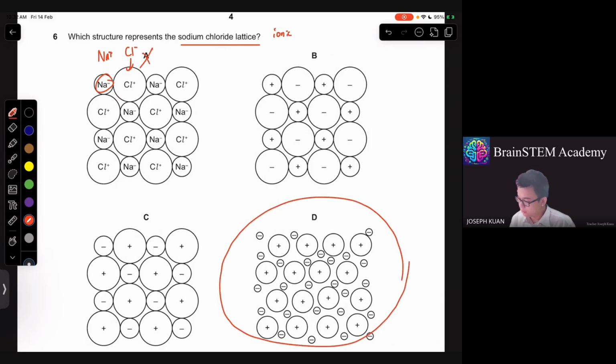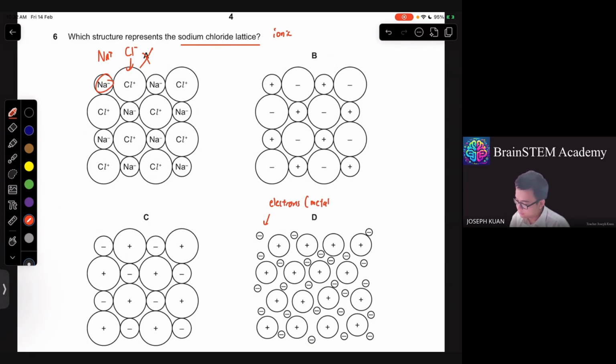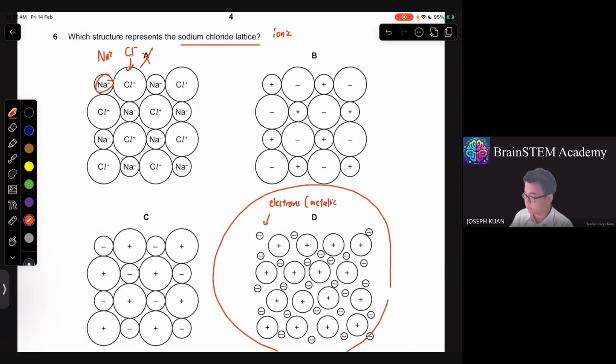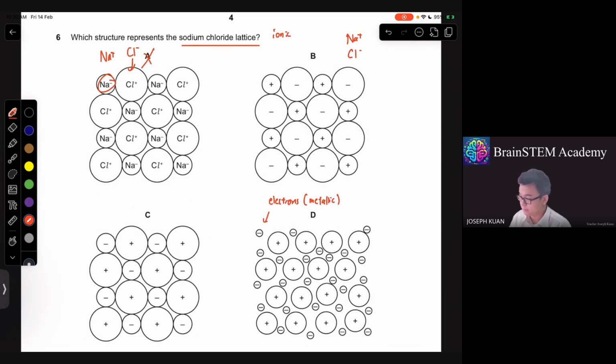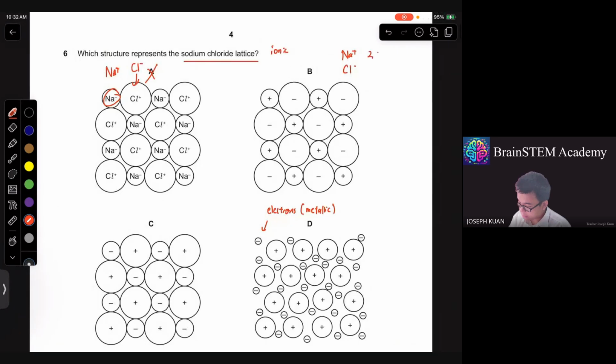D is also wrong, as the small negative particles are not ions. They're too small to be negative ions; instead these are delocalized electrons, which are typically found in a metallic structure. Right, the following is a metallic lattice structure. So it's either B or C. In that sense, we have to figure out sodium's electron arrangement and also chloride's electron arrangement. Sodium is 2, 8, 1, and then forming its ion is 2, 8.